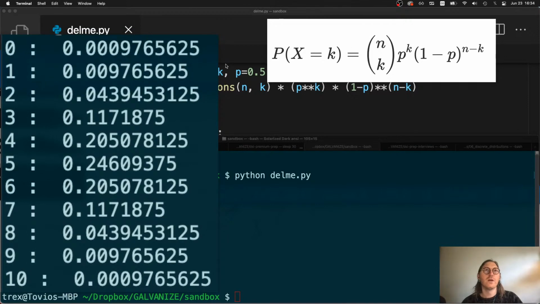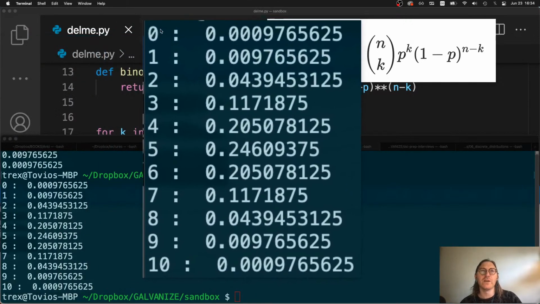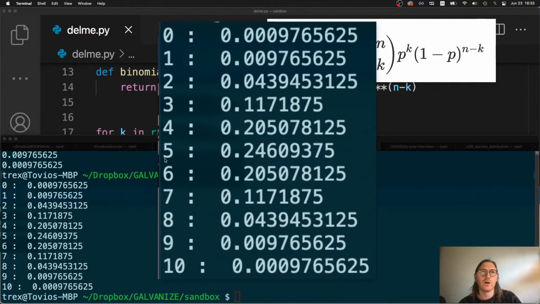Okay, and we can see that, I think, pretty clearly. It is symmetrical, right? The probability of getting 0 heads or 10 heads is the same. The probability of getting 4 heads or 6 heads is the same. And obviously our most likely outcome is 5.